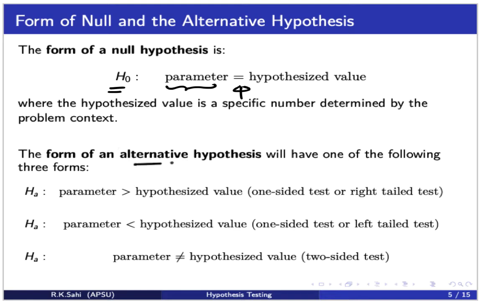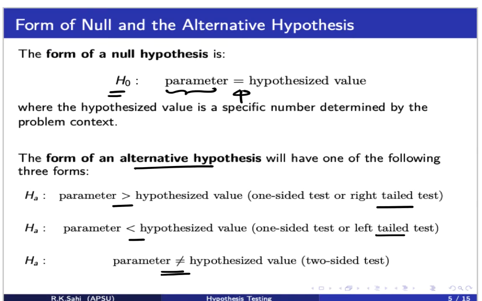The alternative hypothesis has three possible scenarios: when the parameter is strictly greater than the hypothesized value, called a right-tail test; when the parameter is strictly less than the hypothesized value, the left-tail test; or the parameter is not equal to the hypothesized value, you have a two-tail test.